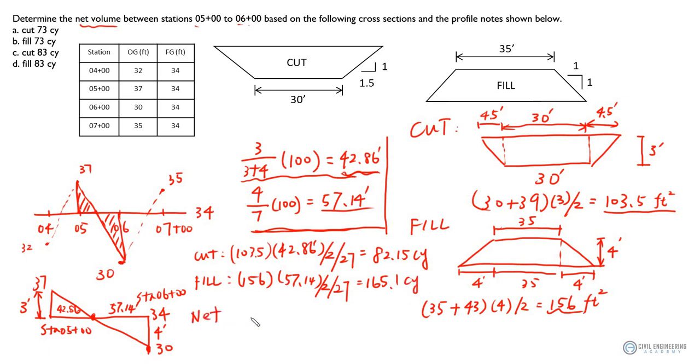And the net volume is going to be your fill, because the value for the fill is larger than the value of cut. So that's going to be 165.1 minus 82.15. So we get 82.95 cubic yard for the filling. So we have to fill another 83 cubic yard. So your answer should be D. So the net volume between these two stations is going to be 83 cubic yard for fill.